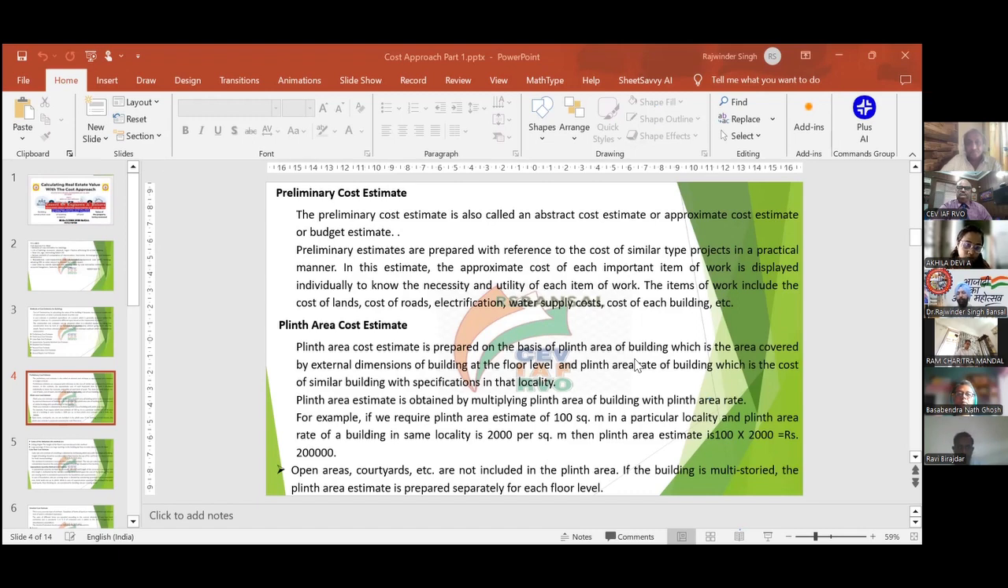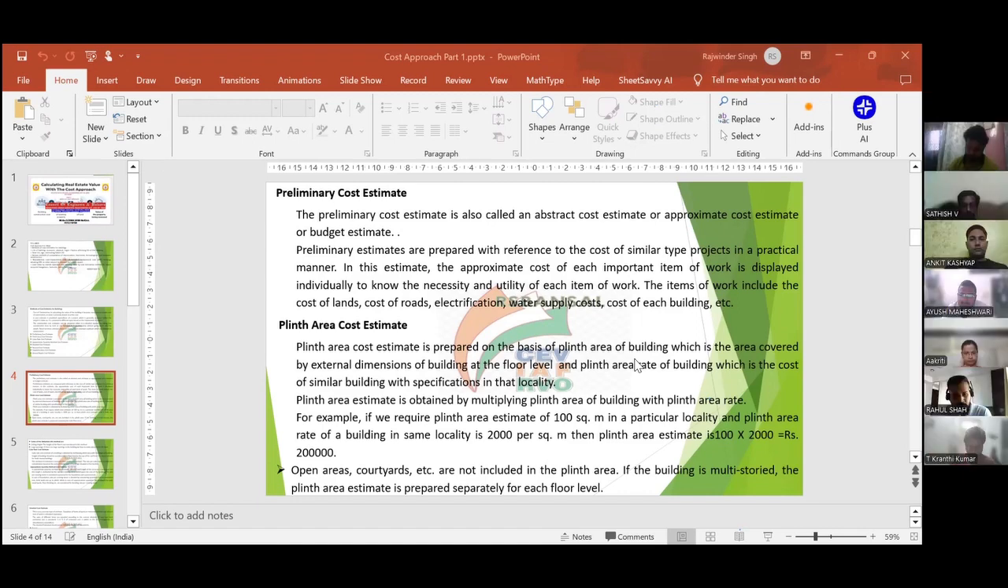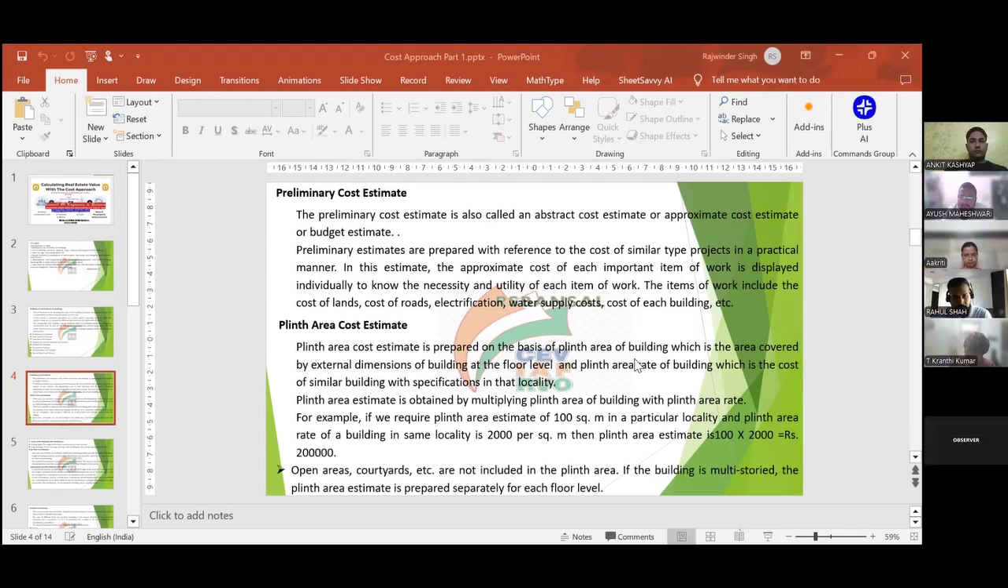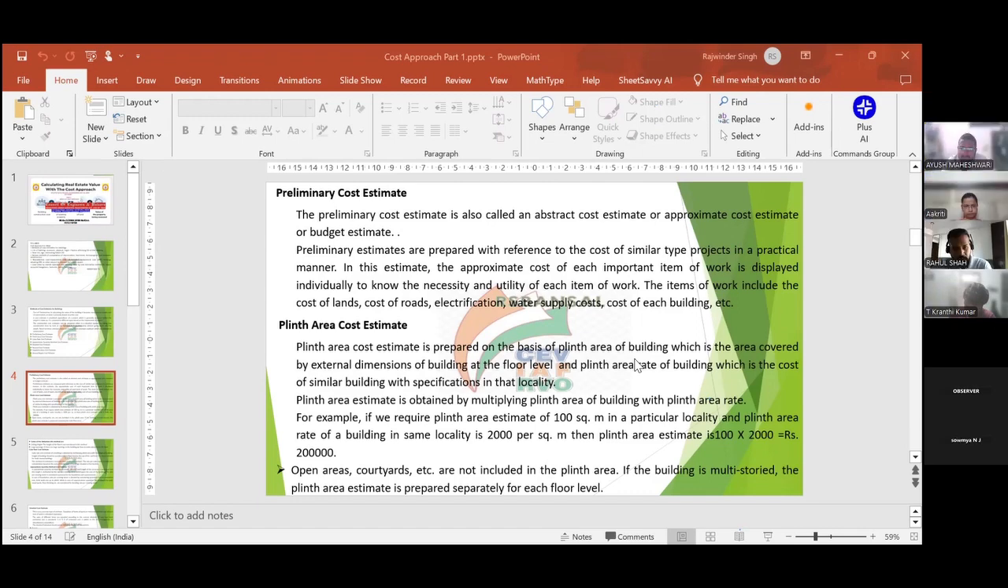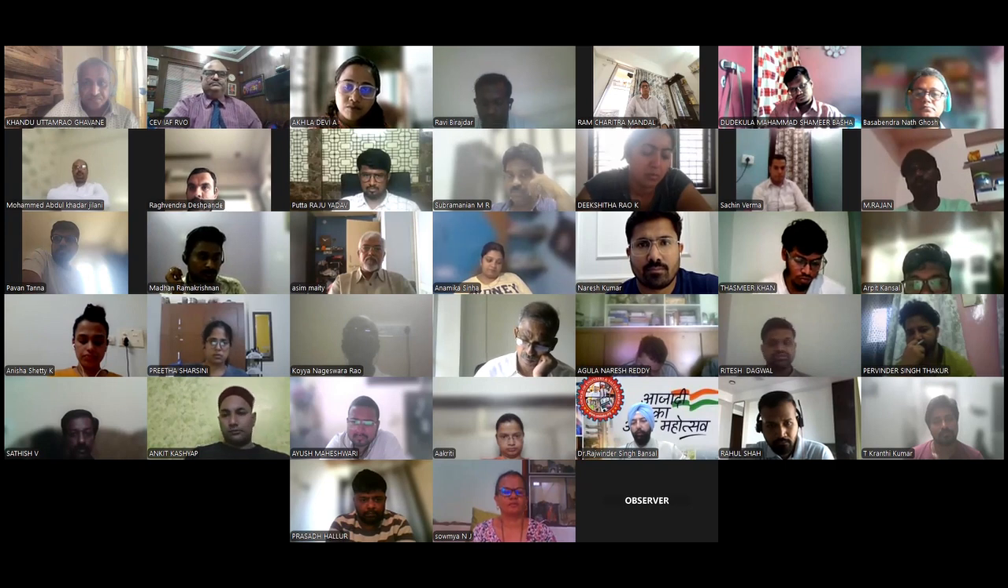Then next is the plinth area cost estimate. So this is the basic method which you use for calculating the value or cost of construction of the building while you are doing valuation. As far as the plinth area rate is concerned, each state public works department or central public works department issues a schedule of rates from time to time. Generally, they are issued annually or they may be issued after 2 to 3 years.